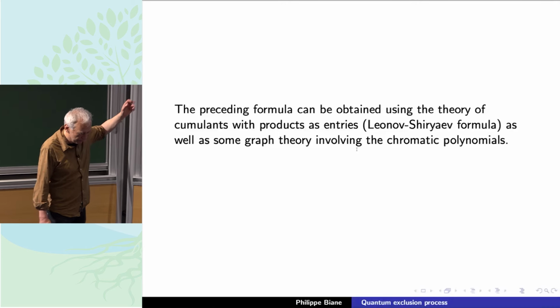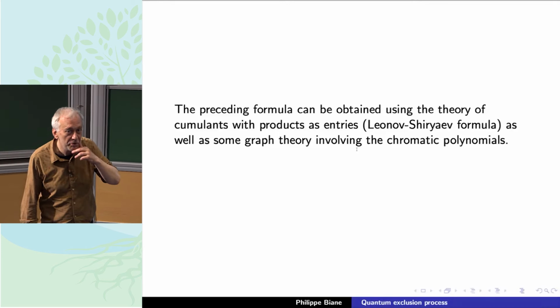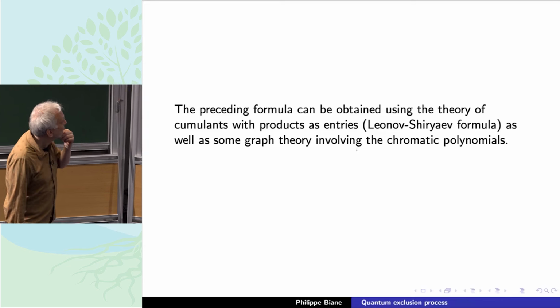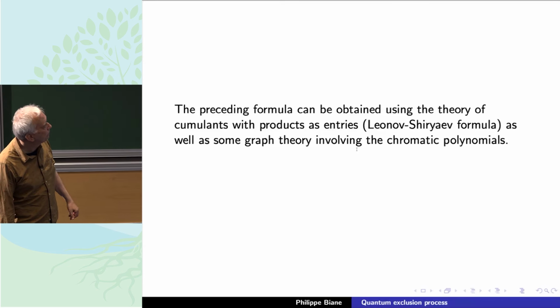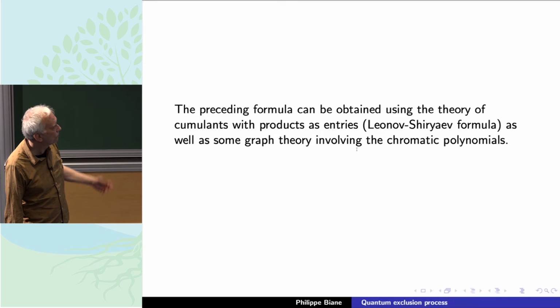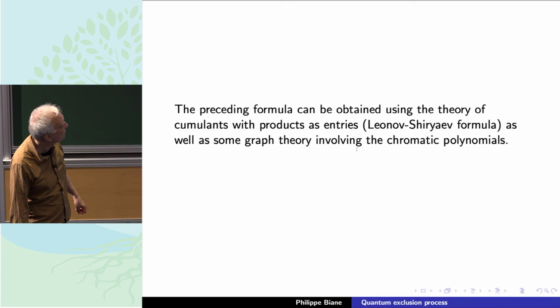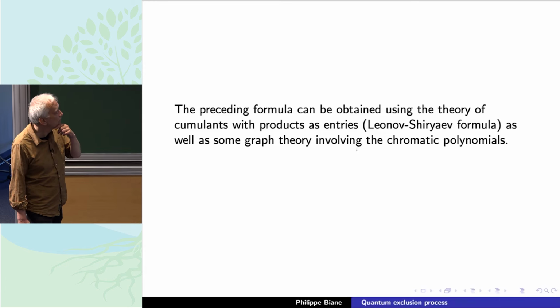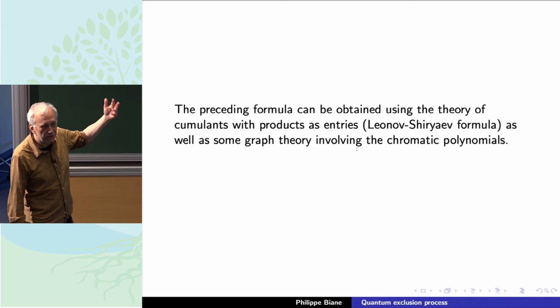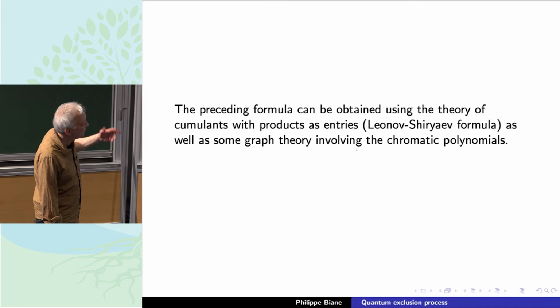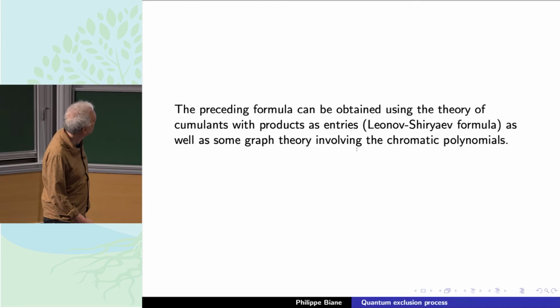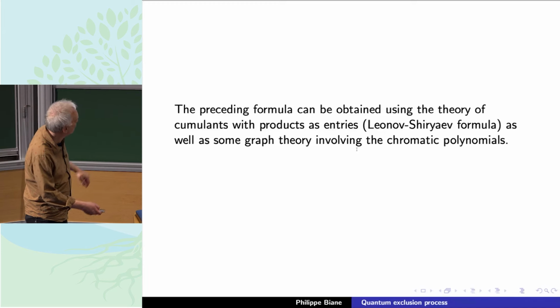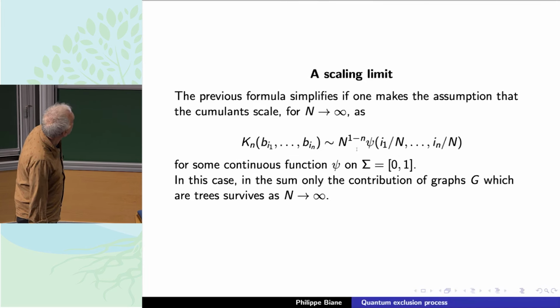A word about how you get this formula. It can be obtained using a theorem by Leonov and Shiryaev, an old formula from the 60s, which uses the theory of cumulants with products as entries. And you also need some graph theory which involves chromatic polynomials, but I don't want to enter into that. So it's combinatorics.